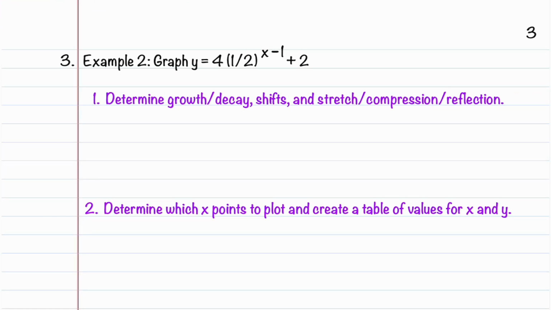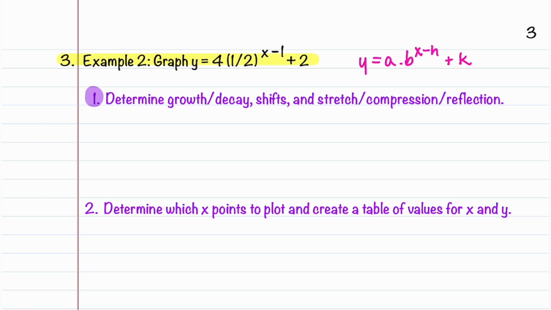In this example, we are graphing the function y is equal to 4 times 1/2 raised to the x minus 1 power plus 2. Just like we did for our first example, let's go ahead and again write down the general form of an exponential function. That general form is y is equal to a times b to the x minus h plus k.